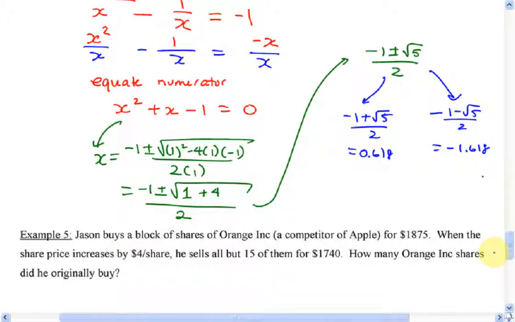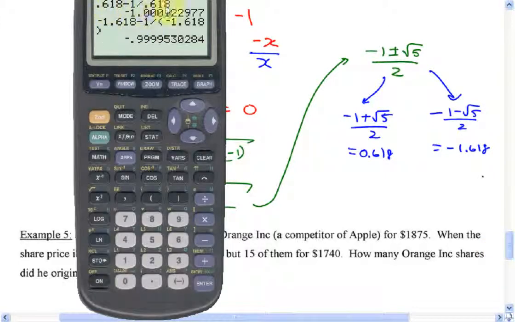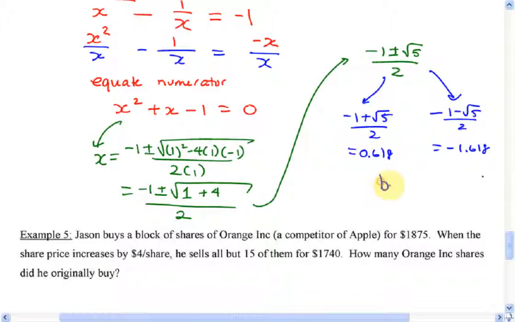Okay, last one. My favorite. Sorry? No, both work. I just showed you both work on the calculator. The top one here, 0.618, gave you -1. -1.618 also worked. Both work.